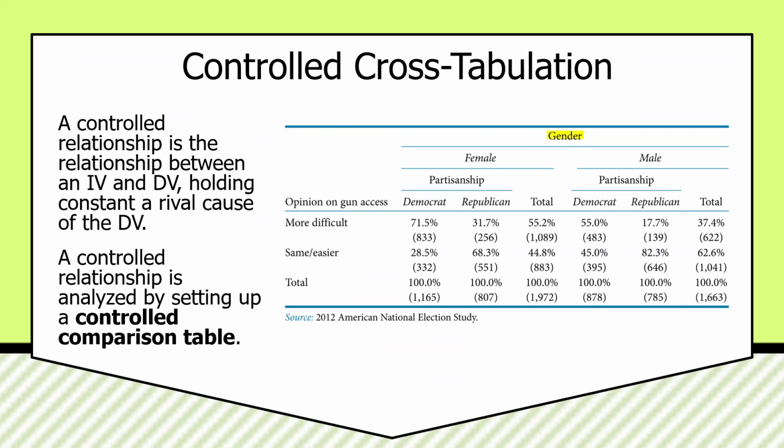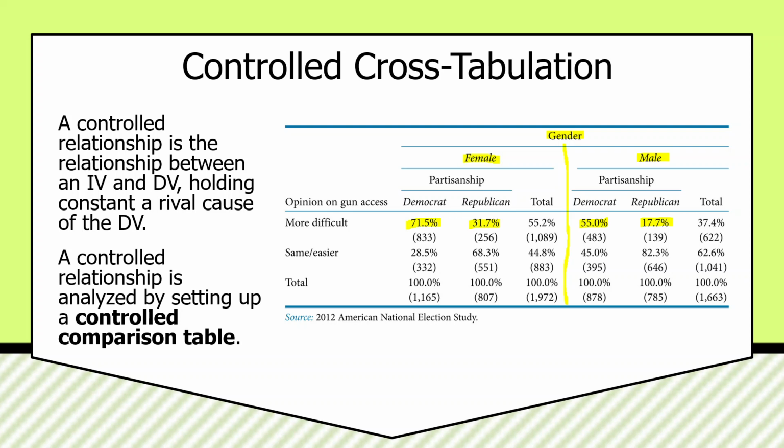Before any analysis is done, we separate the entire sample on the basis of the control variable. So all the females in the sample are over here, and all the males in the sample are over here. After doing that, we can re-examine the relationship between partisanship and gun control opinions separately. For females, by comparing this number, 71.5, with this number, 31.7, and for males, by comparing this number, 55.0, with this number, 17.7.